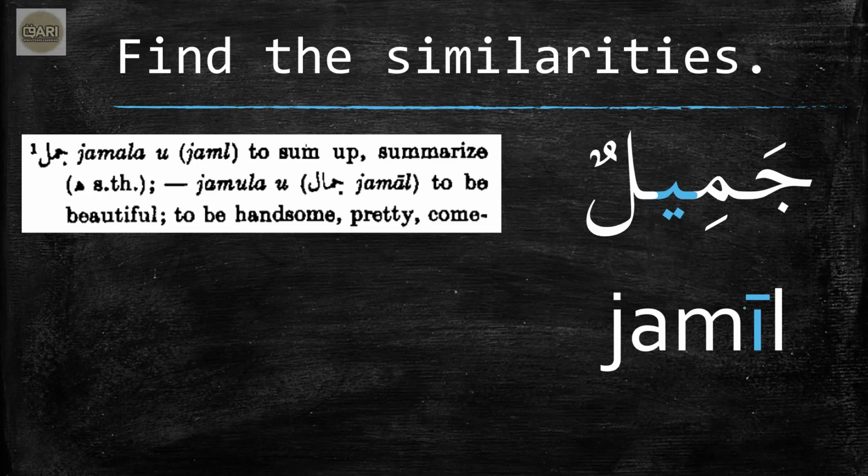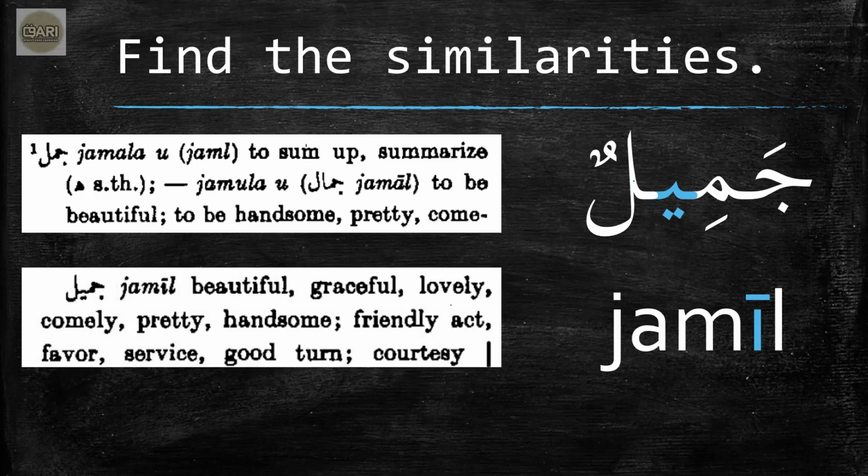How do you know which one to choose? Well, remember the Faail form is used for descriptions. The B gives us a description. Remember we talked about that. So Jamil would be beautiful, graceful, lovely, handsome, comely, pretty, and so on.